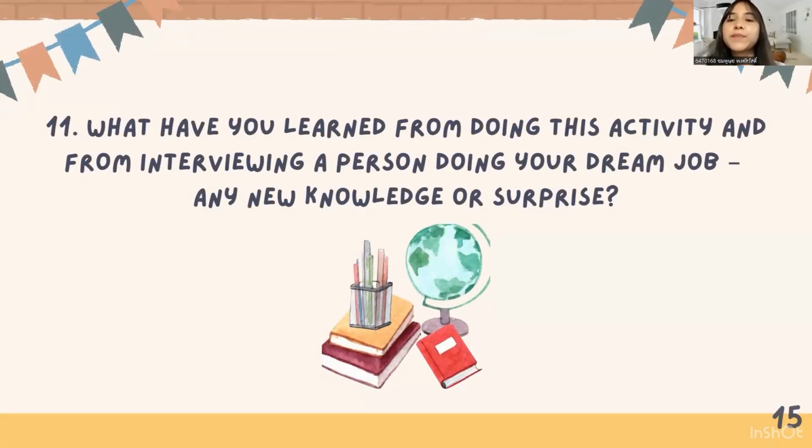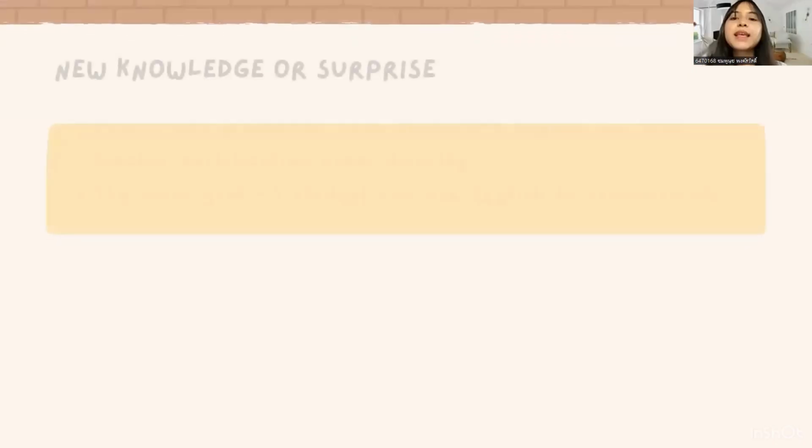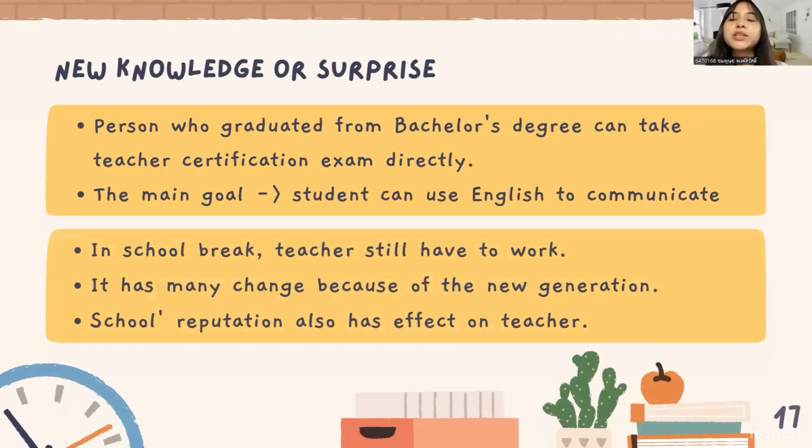Question number 11. What have you learned from doing this activity and from interviewing a person doing your dream job? Any new knowledge or surprise? What we have learned from doing this activity is that, first, improve yourself all the time because the world changes every day. So if you improve yourself, that means you can create your own opportunity as well. And stay persistent. There may be obstacles, but if you can overcome them and keep going, you will achieve your goal. Next, new knowledge or surprise.